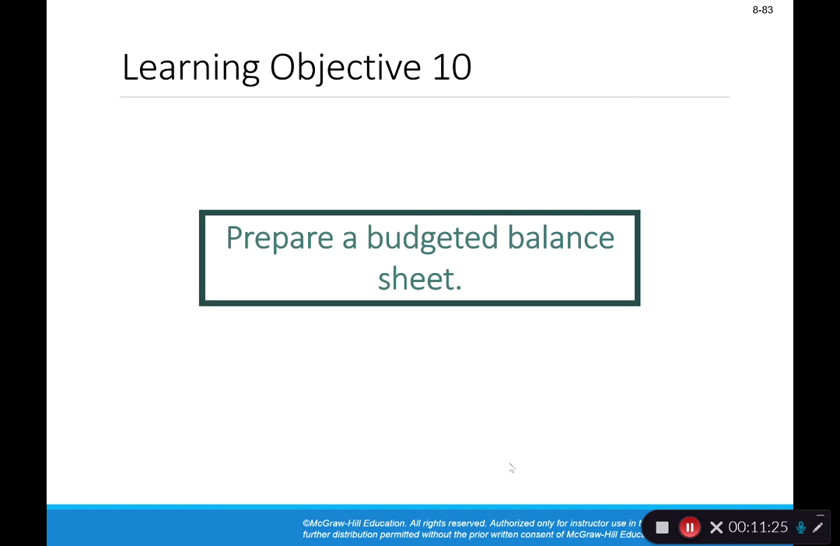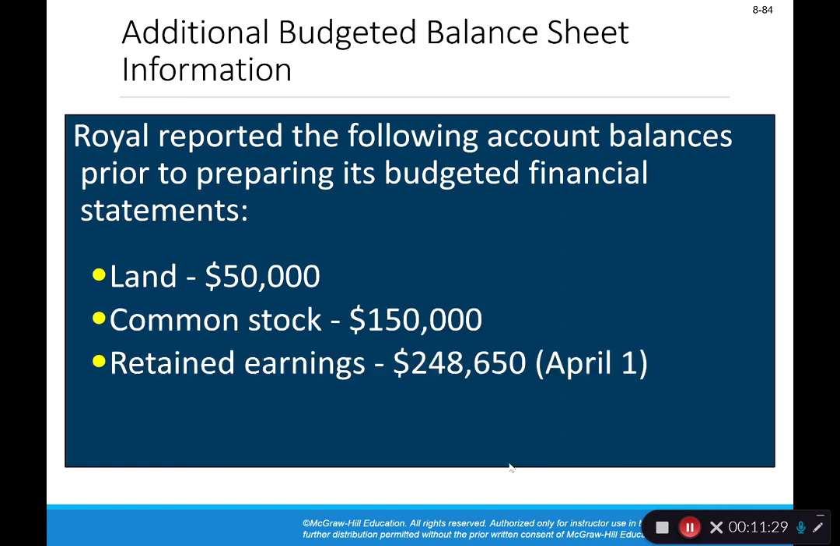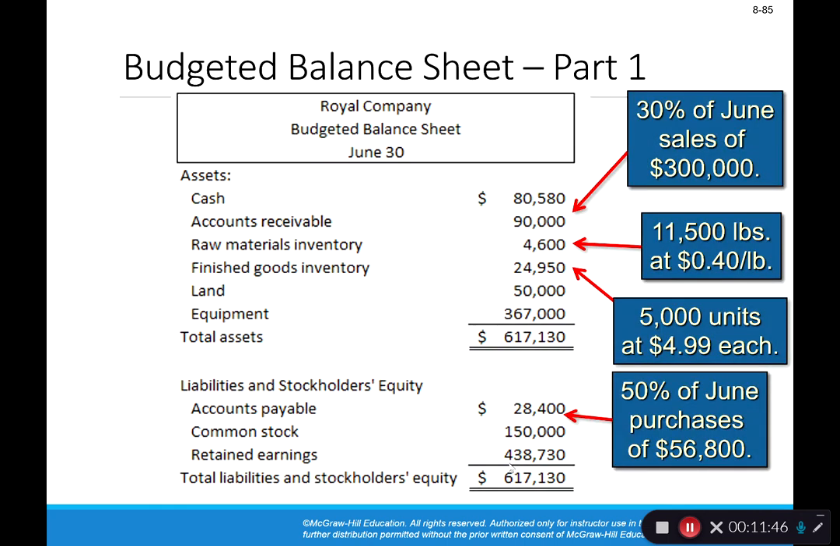To create the balance sheet, we're going to need some additional information. So it tells us that we had some account balances for land, common stock, and retained earnings and equipment. And then we're going to have to figure out what, if anything, happened to these balances with all the transactions that occurred in the quarter through our budgets. So let's start with cash. Our cash would come from our cash budget. So that 8580 comes right from our cash budget.